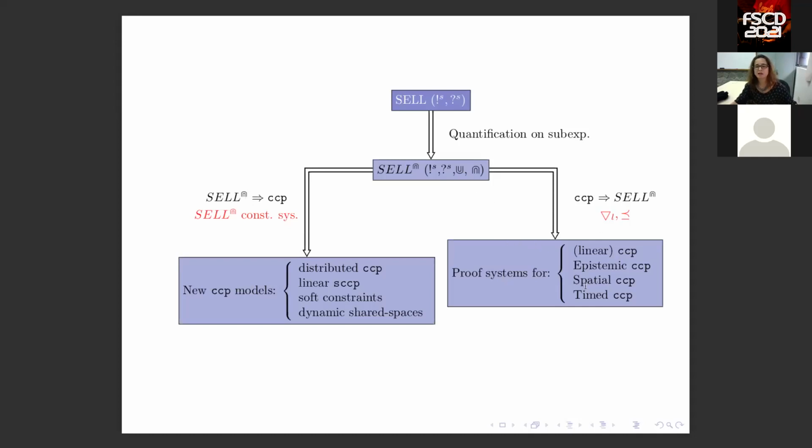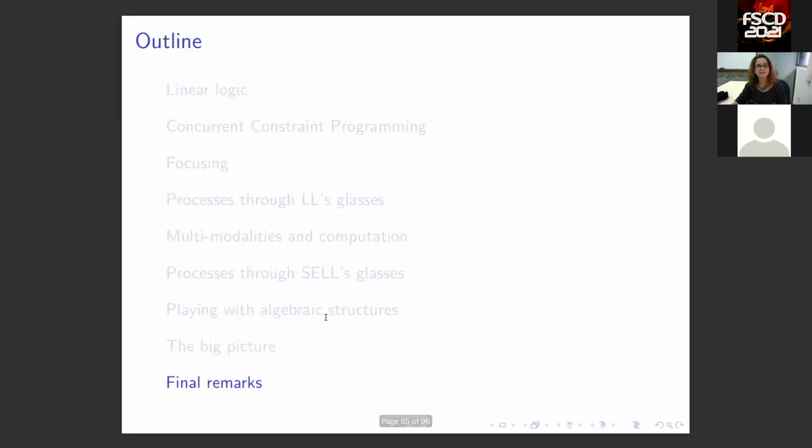So in this way, we can have proof systems. From one side, we can have proof systems for linear CCP, epistemic CCP, spatial CCP, timing CCP. But we can go the other way around, from the logic to the calculus, and propose new CCP models. For example, distributed CCP using quantifiers, linear spatial CCP, which I didn't talk about, so this is new. Soft constraints, dynamic shared space, something else that I didn't talk about. Great, so what's next?